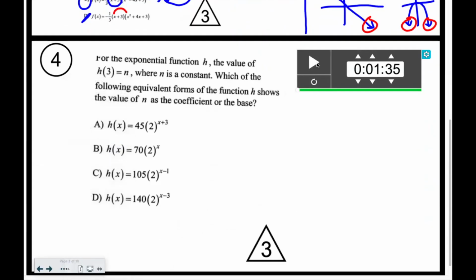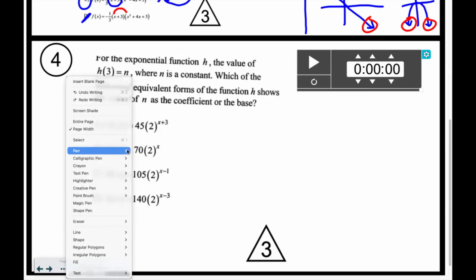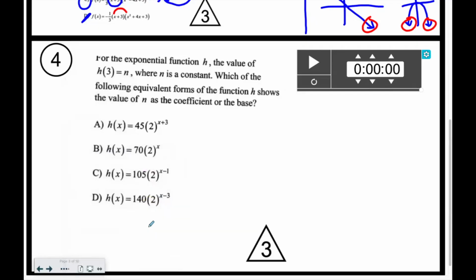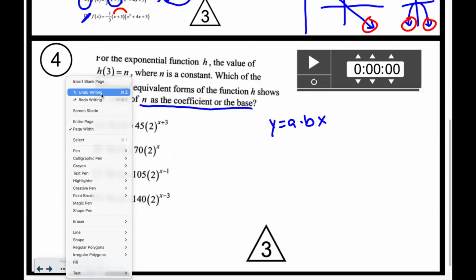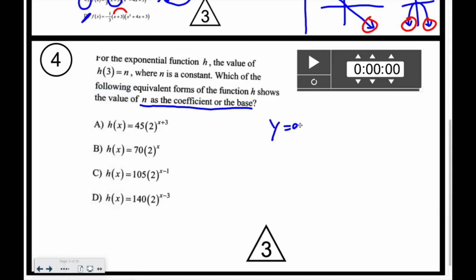This one has to do with exponential functions. This one is difficult based on just the wording. There is a quick way to do it, but I want to go over it first. So they like to say this a lot. Which of the following equivalent forms shows the value of n as the coefficient or the base? So if you just look at exponential functions in general, a b to the x, the a here is what we would call the coefficient, and the b is the base.